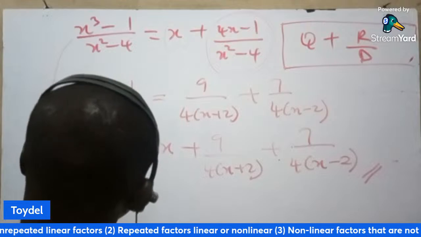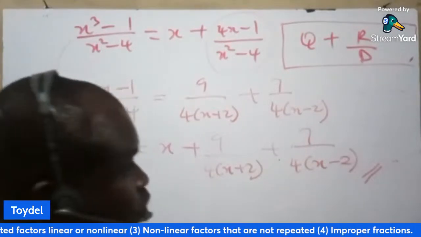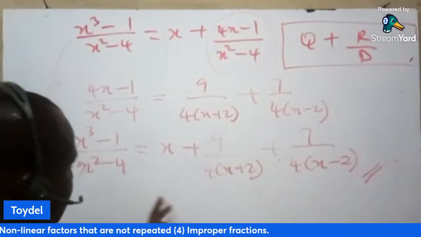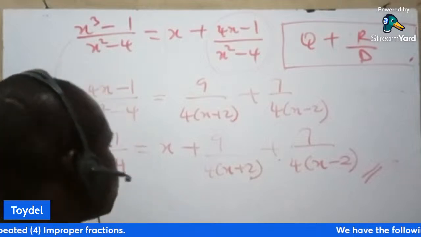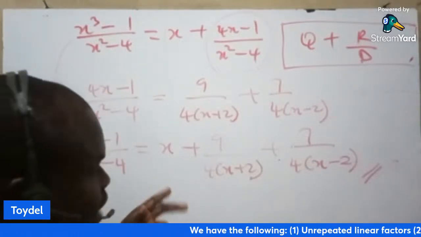So in the summary of everything that we have discussed today, if you want to resolve a partial fraction, there are two methods of resolution. The first one is the cover-up method, and the second one is the comparing coefficient method. You can use the two methods interchangeably, depending on the one you decide to use.